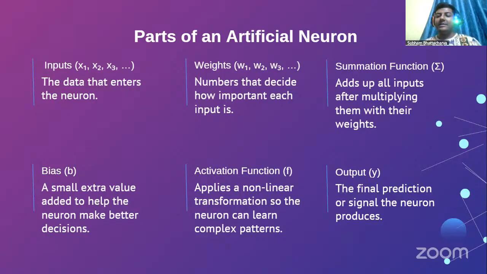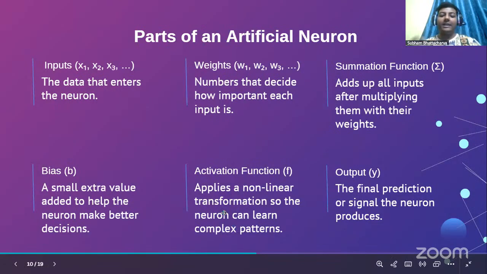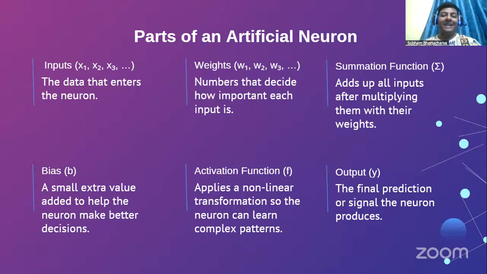The third one is the summation function. It multiplies all the inputs with their weights and adds them up. It is a simple function. Bias is a small extra value which helps the neurons make better decisions. The activation function is the most important thing. It applies a nonlinear transformation so that neurons can learn complex things. And the last is the output, which gives the final prediction.